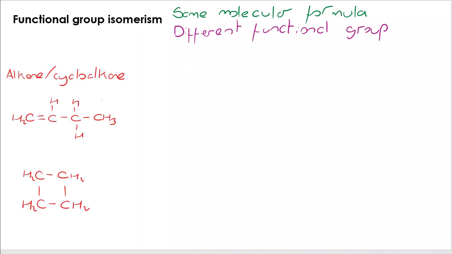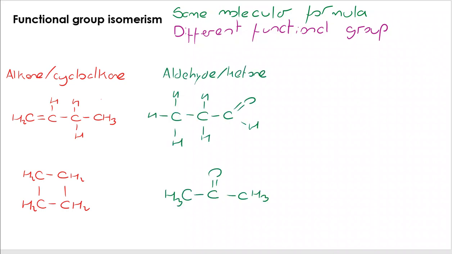First one is alkenes and cycloalkanes. You can see here I've drawn butene and cyclobutane. The next one that you come across is aldehydes and ketones. They almost look positional, but remember, if the double bond O is on the end of a carbon chain, it's an aldehyde. On the middle of the carbon chain, it's a ketone.